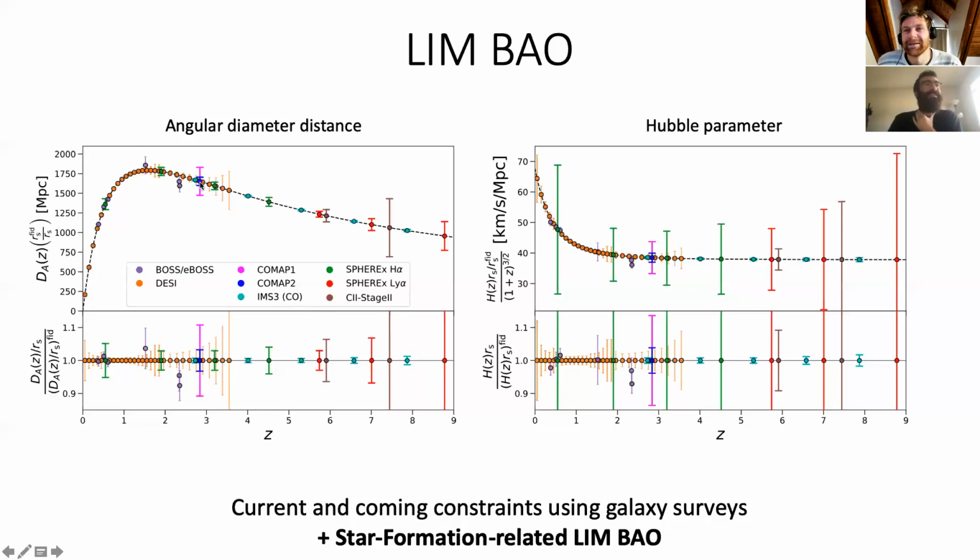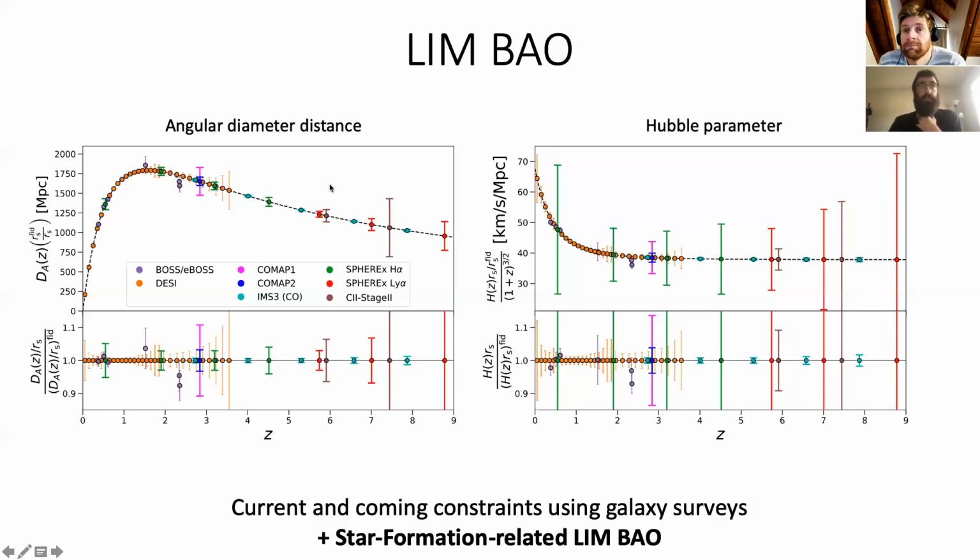So here we compare it in purple with current measurements, and in orange with the forecast of DESI. And here you can see that COMAP 2 and SPHEREx will be competitive with the Lyman alpha forest BAO from DESI, and are also around the same redshift range. But with SPHEREx and future other experiments, we will be able to expand our constraints of the expansion history of the universe up to much higher redshifts than you can do with galaxy surveys.